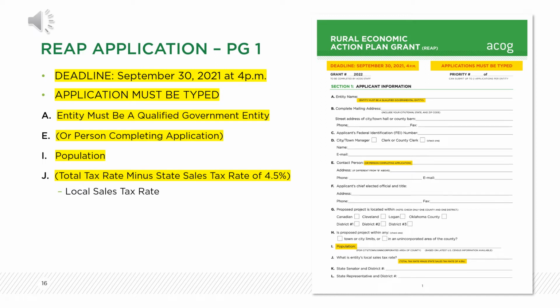All applications must also be typed and not handwritten. Please ensure that the applicant is a qualified government entity. Ensure that you also include the contact information for the person filling out the application, as they will be the point of contact between ACOG and your entity. Please also make sure that you stipulate your population number and that you also write in your local sales tax rate, and we offer here a method of calculating that should you need it. Later on in this presentation, I will also point you to a table that allows you to identify the correct population numbers.